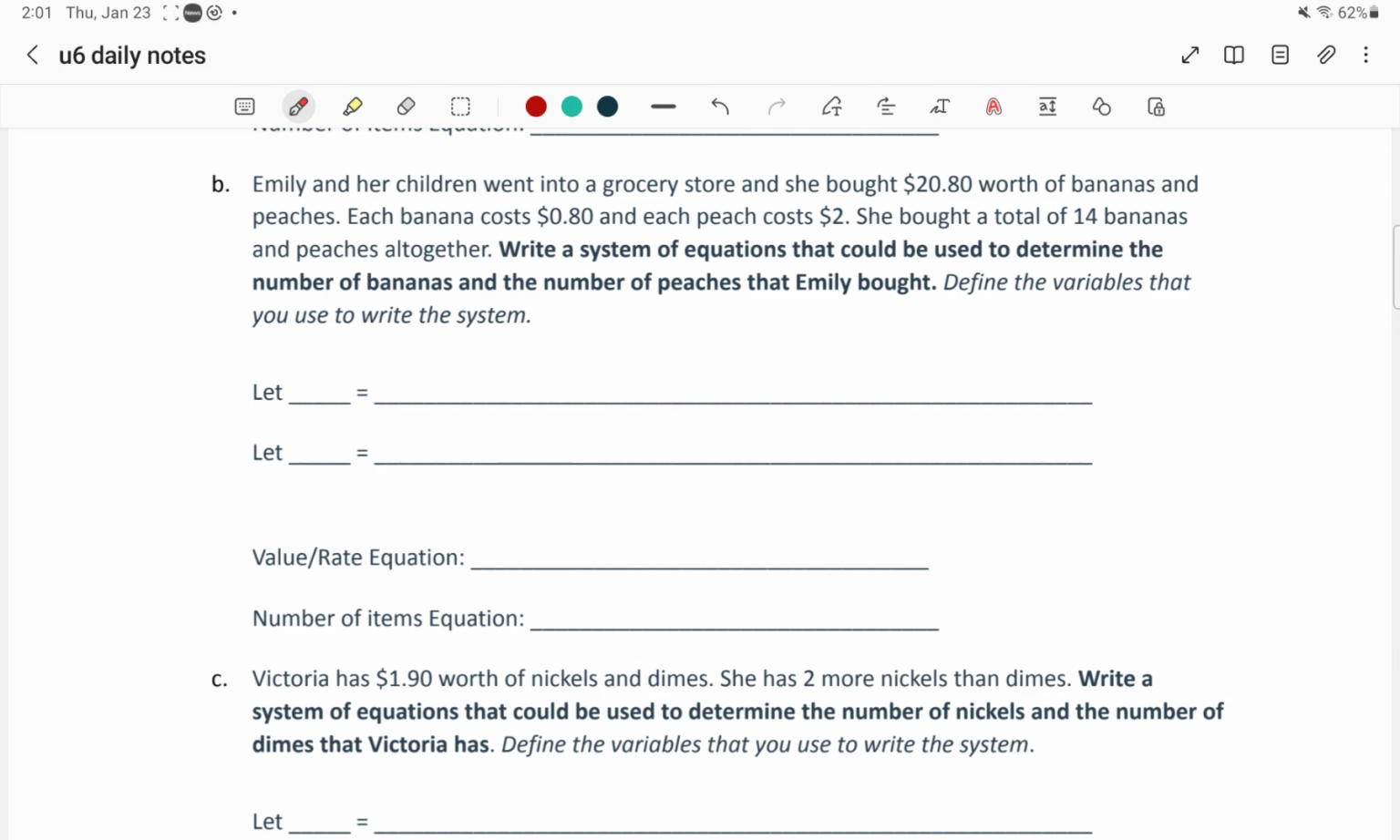Emily and her children went into a grocery store and bought $20.80 worth of bananas and peaches. So there's my things, bananas and peaches. Each banana costs 80 cents and each peach costs $2. She bought a total of 14 bananas and peaches together. Write a system of equations that can be used to determine the number of bananas and the number of peaches. So let's do B for bananas, number of bananas, and P is the number of peaches.